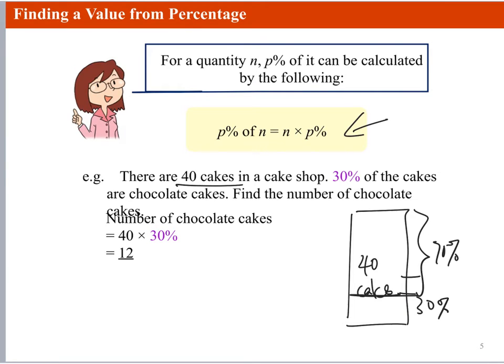Then we use the total number of the cakes times the percentage of the chocolate cakes, which is 30%. And then we have the number 12. There are 12 chocolate cakes within these 40 cakes.